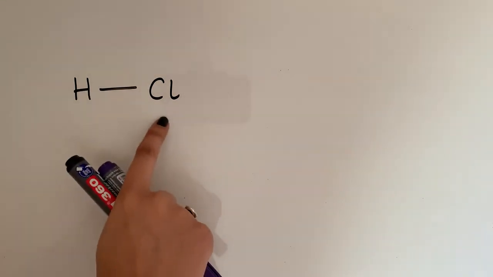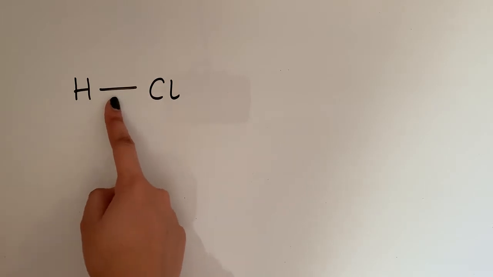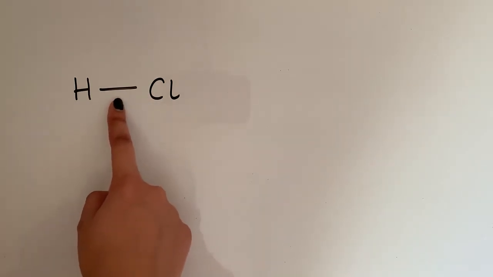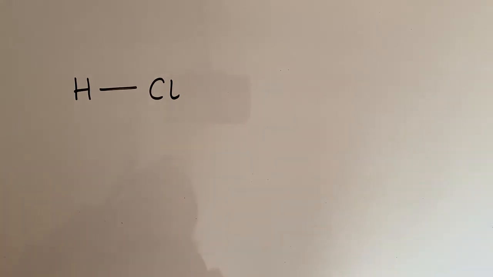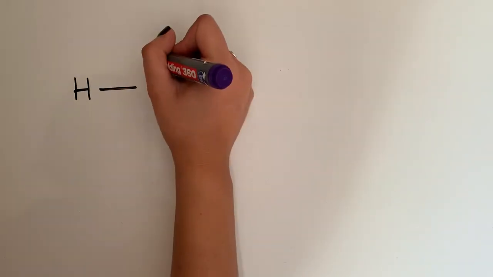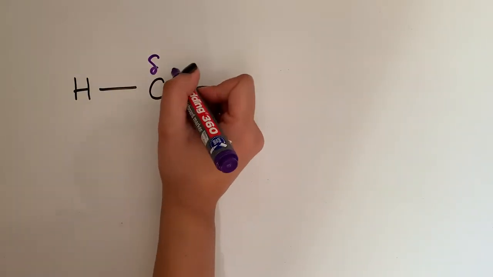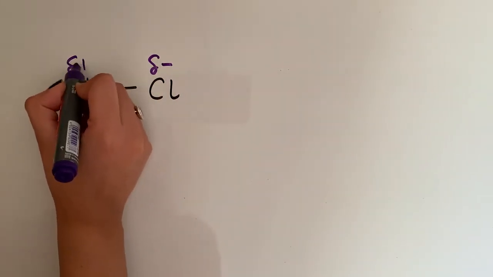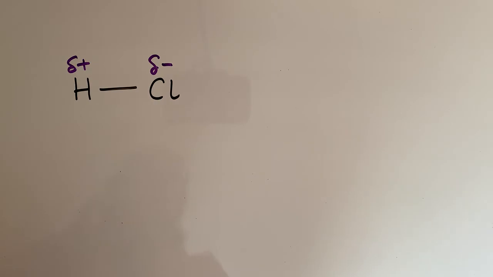Because chlorine is more electronegative than hydrogen, the electrons in this bond have a greater attraction to the chlorine. So that means they're going to shift slightly more towards the chlorine. And what that does is it polarizes the bond, and therefore the bond is going to have a dipole going across it. Because the electrons are lying closer towards the chlorine, chlorine is delta negative, and therefore hydrogen is delta positive. And that's what we call a dipole going across this bond.